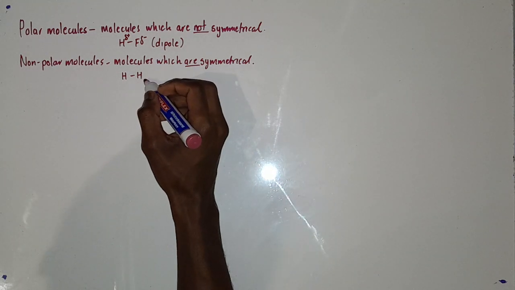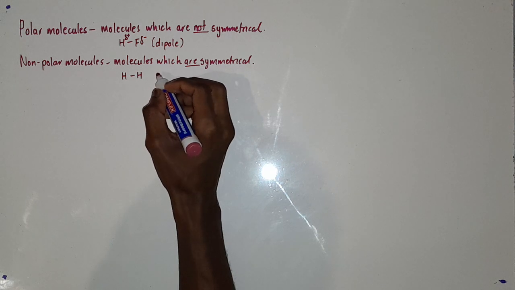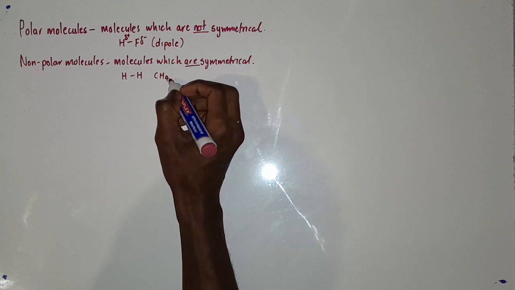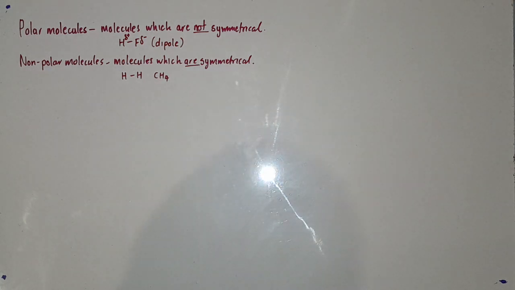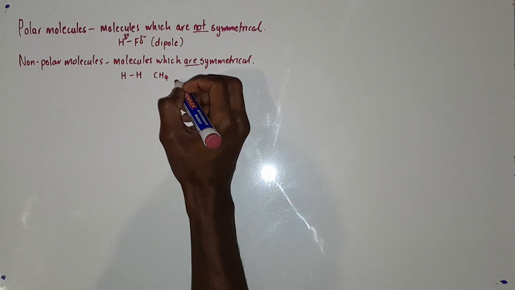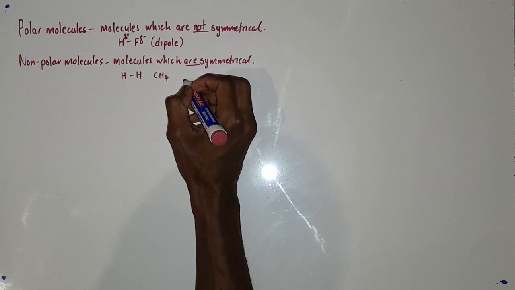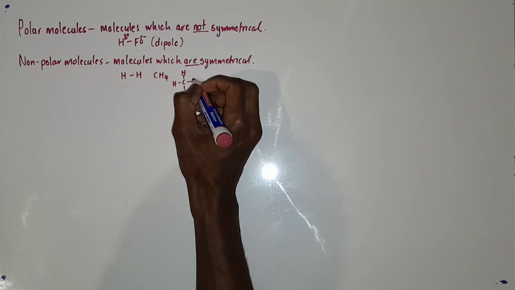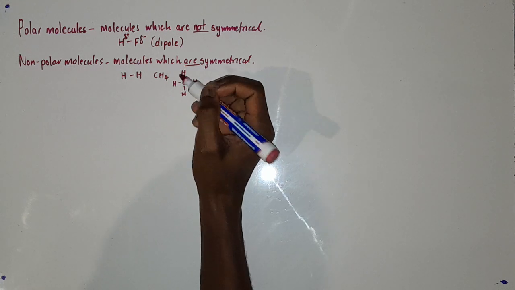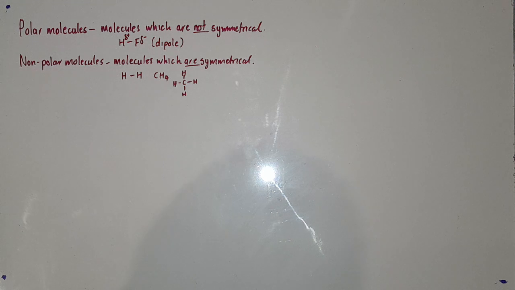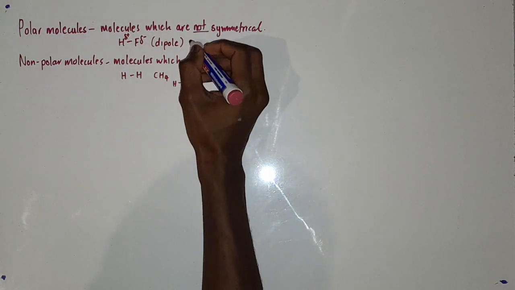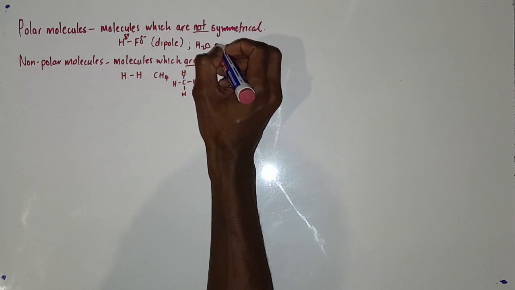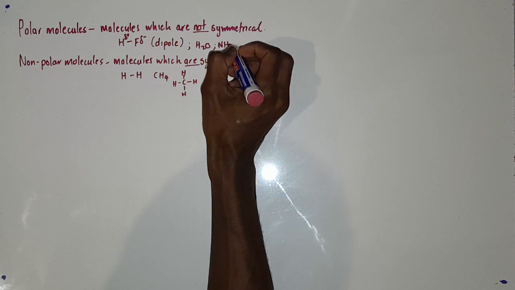Another example that you must know as well is methane, CH4. Such molecules, we say they are non-polar. Why? Because they are symmetrical. If I were to draw the structural formula for this, we can see that this molecule is symmetrical. Do you understand? Other examples for polar are H2O and NH3. See?